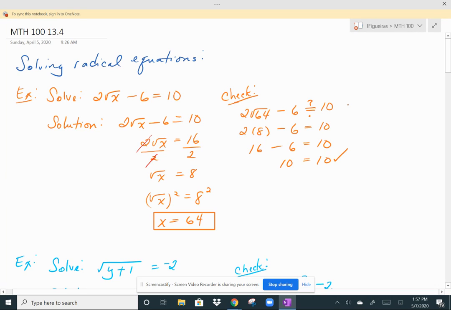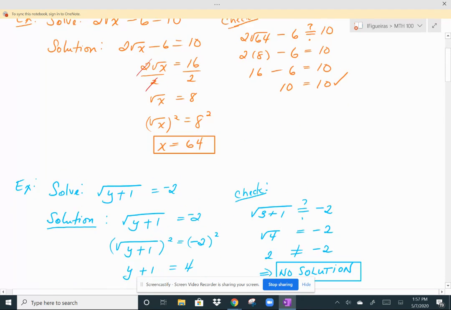So here, the work is 2 root 64 minus 6. We want to know, does that equal 10? So root 64 is 8. So I get 2 times 8 minus 6. So that's 16 minus 6. The left side equals 10, just like the right side. So 64 checks out, and that's your solution.